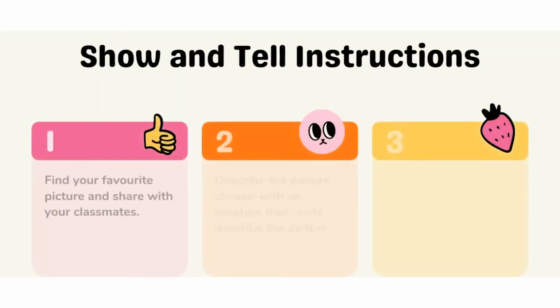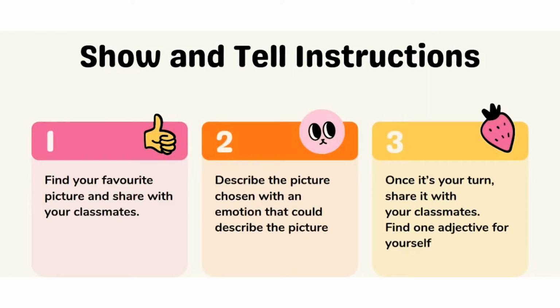Before we start with the main activity, we're going to do the pre-lesson, which is very easy. The first thing students have to do is find their favorite picture, only one picture, and share it with a classmate. Next, they have to describe the picture they chose with an emotion. For example, I chose my family picture, and I describe it with an emotion: happy, or maybe sad, or maybe angry. It can be any emotion that you would like to share with your friends. Then, once it's your turn, share with your classmate.